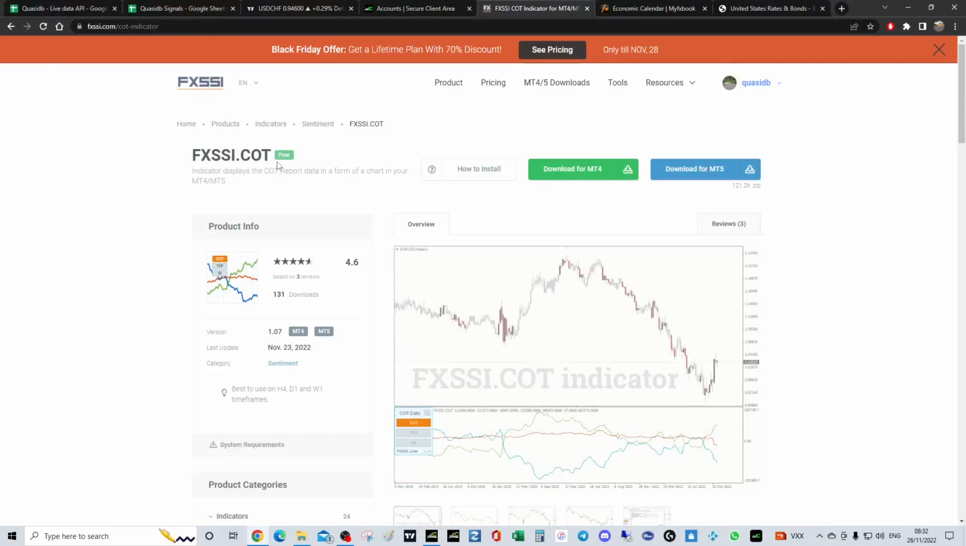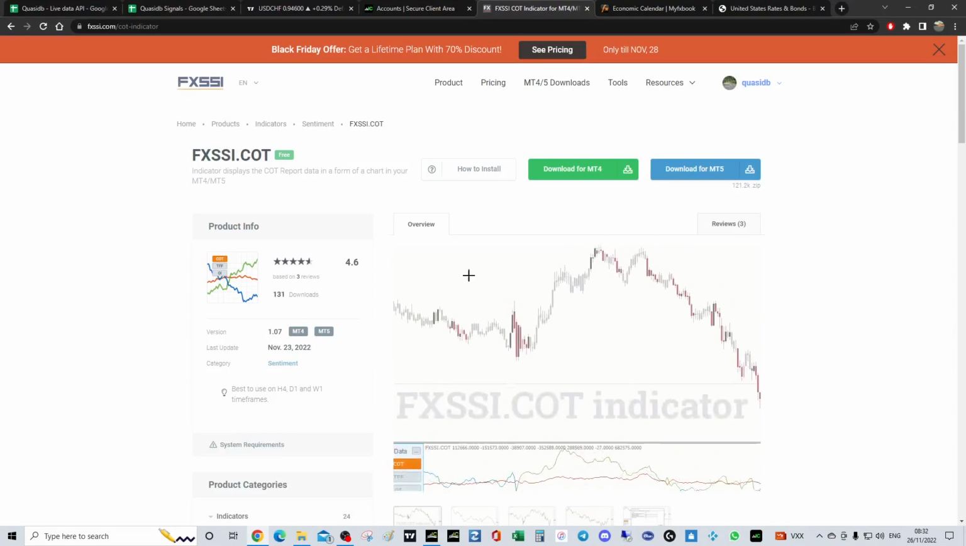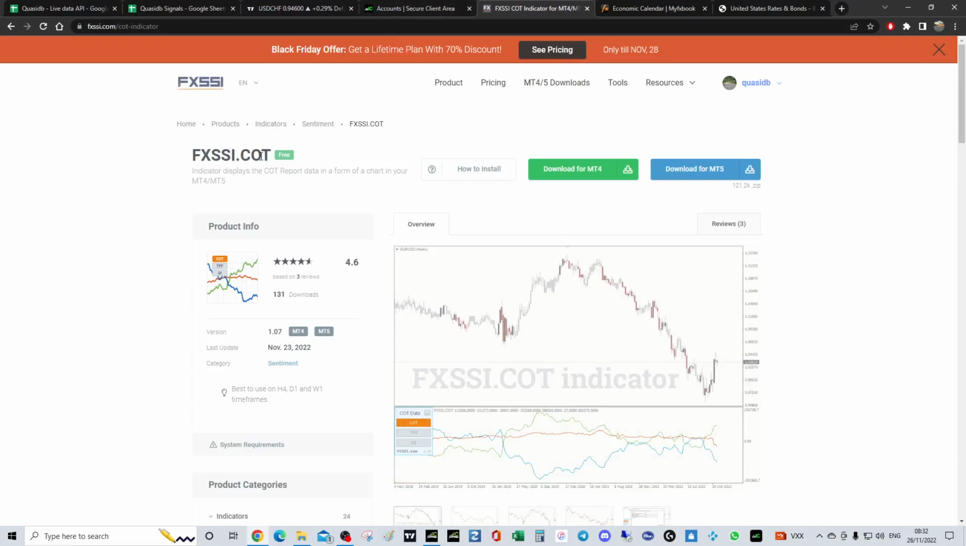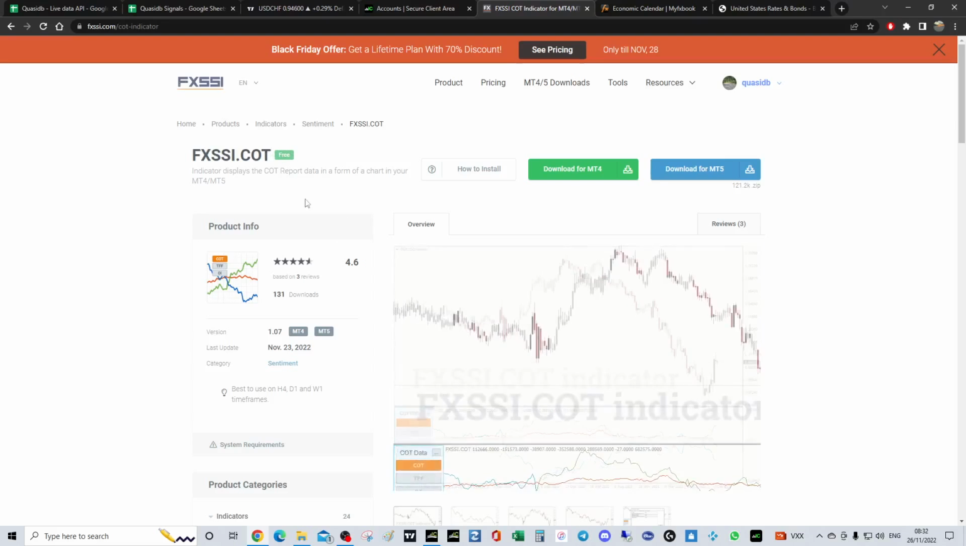FXSSI.com have got a new COT data indicator. The COT is the Commitment of Traders, and there's lots of information on the internet on what that is. Essentially we're looking at the non-coms, or the large speculators, and we want to see what they're doing and how they're positioned. So this will tell us.